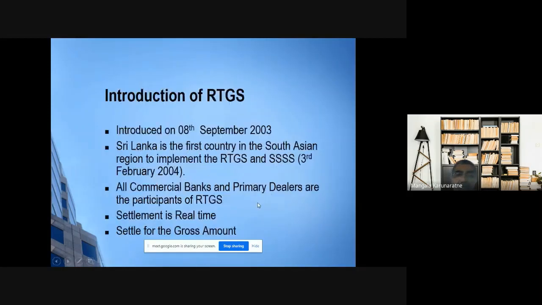Now, introduction of RTGS. Now, this is a turning point in the Sri Lankan payment and settlement systems, right? Although it was in 2003, we were one of the first few countries to introduce this, right? Sri Lanka is the first country in the South Asian region to implement RTGS.